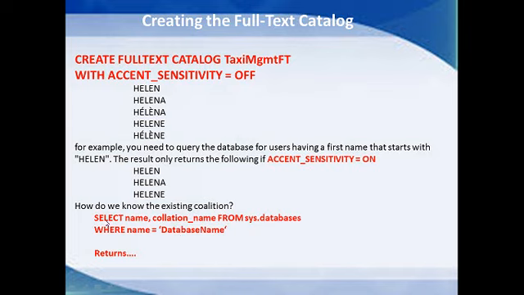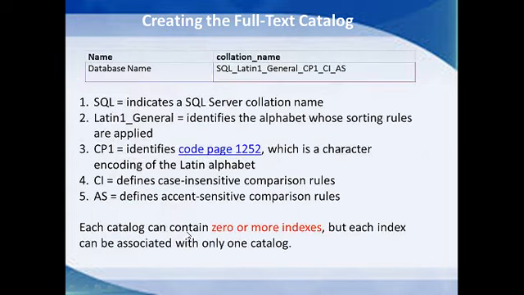If we'd like to know the accent sensitivity of a given database, we can check the setup by using select name, collation name from sys.databases where name equals the database name, and then automatically we will return this.